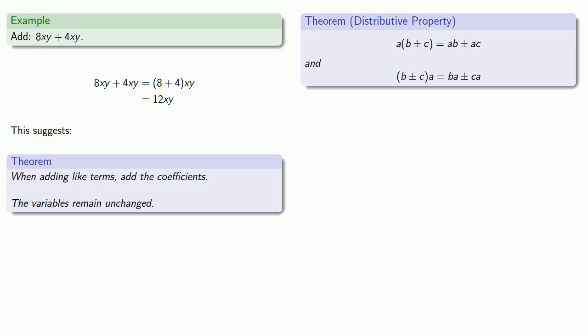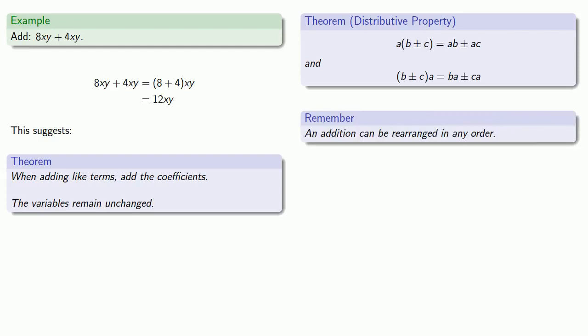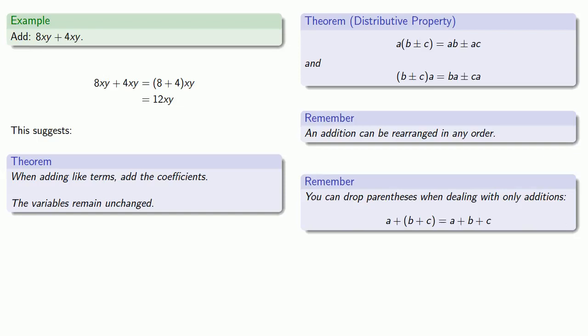The variables remain unchanged. Now it's worth pointing out that while the distributive property holds for both addition and subtraction, additions have two very useful features that mean that we'll always, wherever possible, want to write things in terms of addition. First of all, an addition can be rearranged in any order that we want. And second, if we only have additions, we don't have to worry about the parentheses. We can just drop the parentheses. So a plus b plus c, well, that's just a plus b plus c.